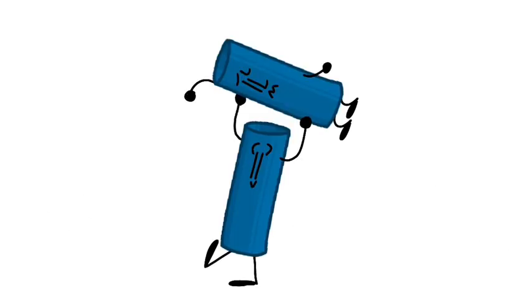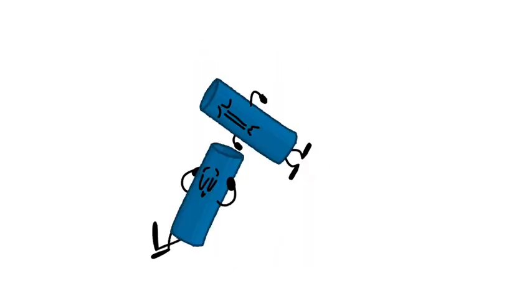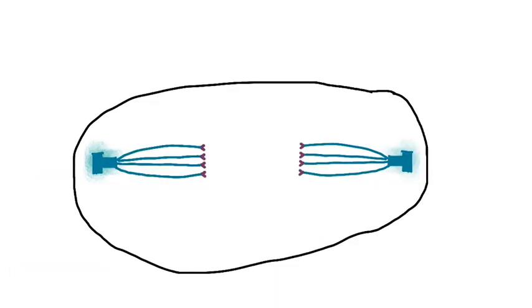Some parts of the cytoskeleton are organized by an organelle called the centrosome. It consists of two smaller parts called centrioles, wrapped in proteins. The centrosome also plays a pretty important role in cell division.